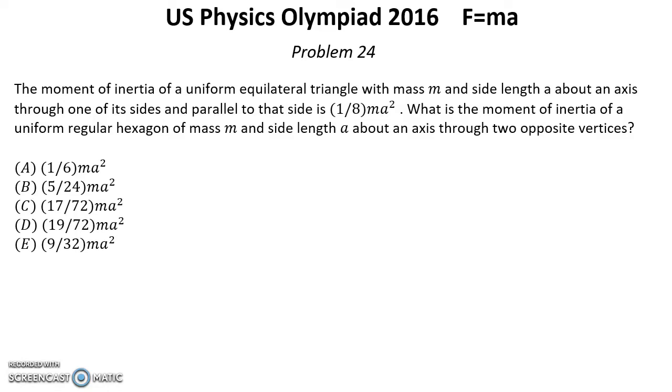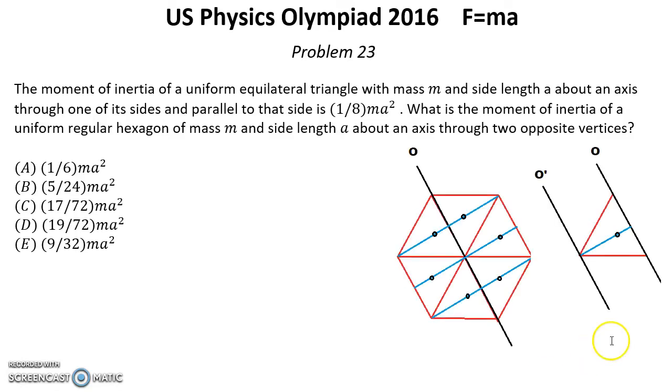Solution for problem. First, let's draw two pictures. One picture is for the triangle, this one, and the other picture for the hexagon, this one. So for the triangle, we have axis of rotation O, and the center of mass of this triangle stays at a distance of 1/3 of the height from the base, this one, and we can count it.